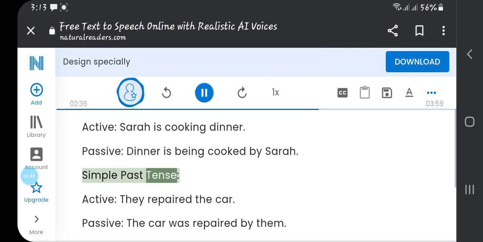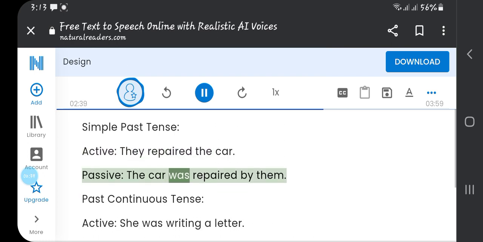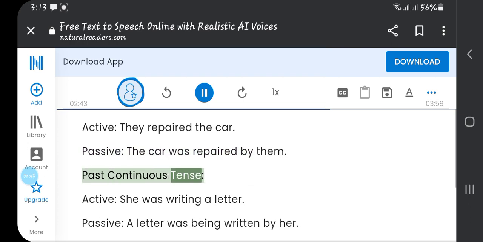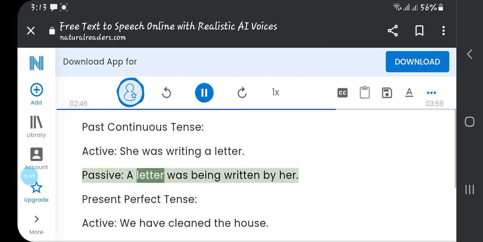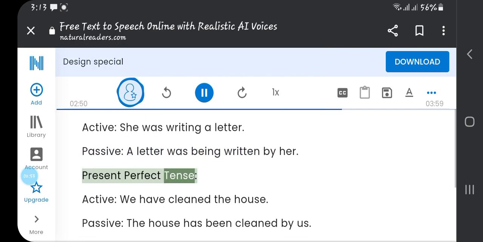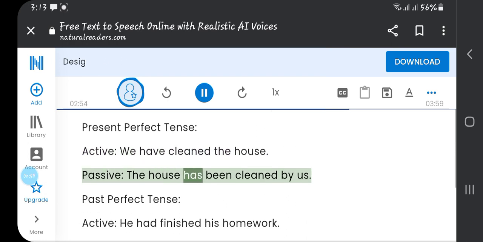Simple past tense. Active: they repaired the car. Passive: the car was repaired by them. Past continuous tense. Active: she was writing a letter. Passive: a letter was being written by her. Present perfect tense. Active: we have cleaned the house. Passive: the house has been cleaned by us.